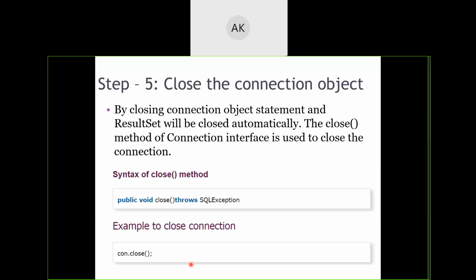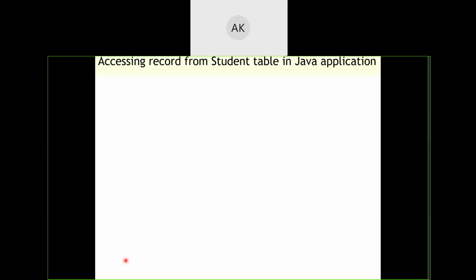So the fifth step is to close the connectivity. To close the connection, we just need to make a call to the close function. Which function? Close function. What are we closing? Connection. Is it done? It was simple.